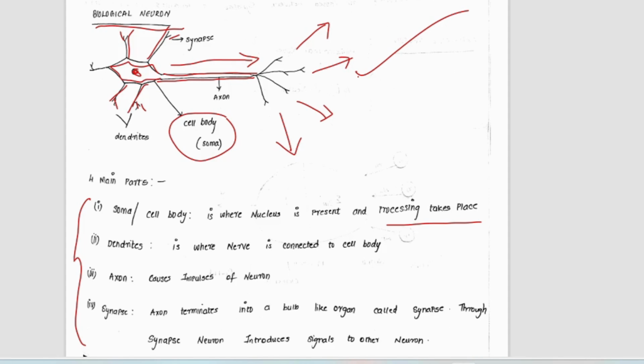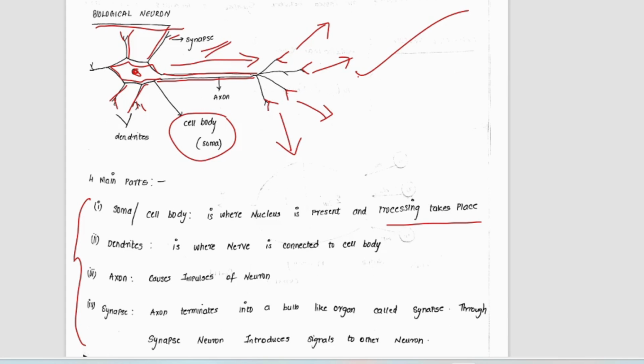Then synapse. Synapse is a bulb-like organ through which it connects to other neurons. You can see over here a bulb-like structure which is going to be connected to other neurons. This is called the synapse. You can see it over here. The end of the connections of the dendrites is called the synapse.